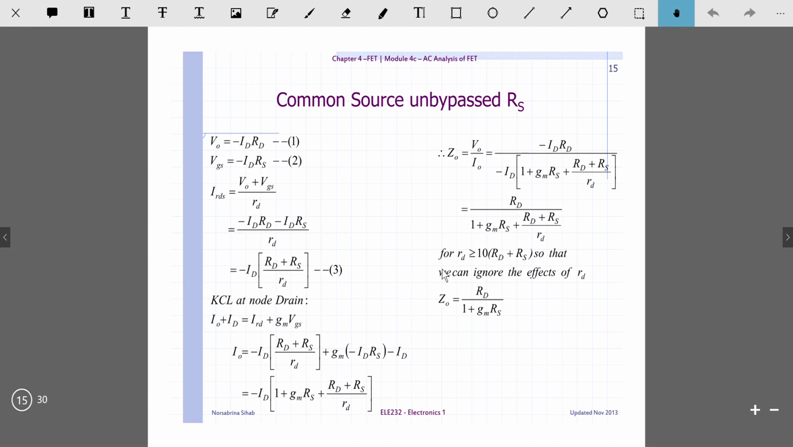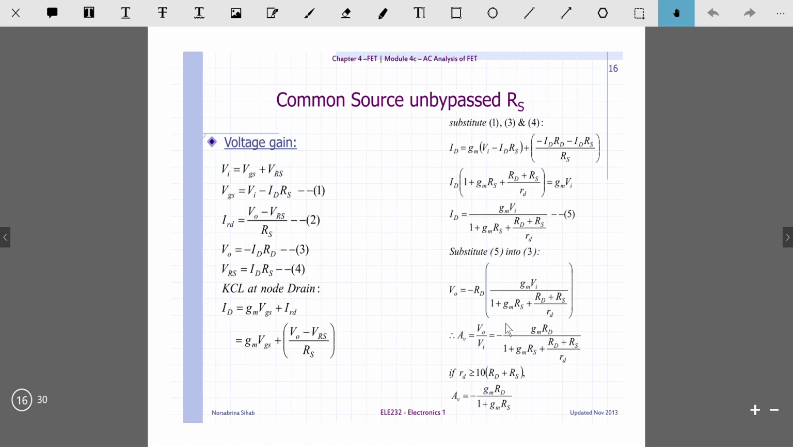There are some cases where rd is greater than or equal to 10 times RD plus RS. In this case, we can ignore the effect of rd, but you need to test this formula first, in order for you to ignore the effect of rd. If it is satisfied, then you can say that Z out equals to RD over 1 plus gm RS. Now we go on to the voltage gain for unbypassed RS.